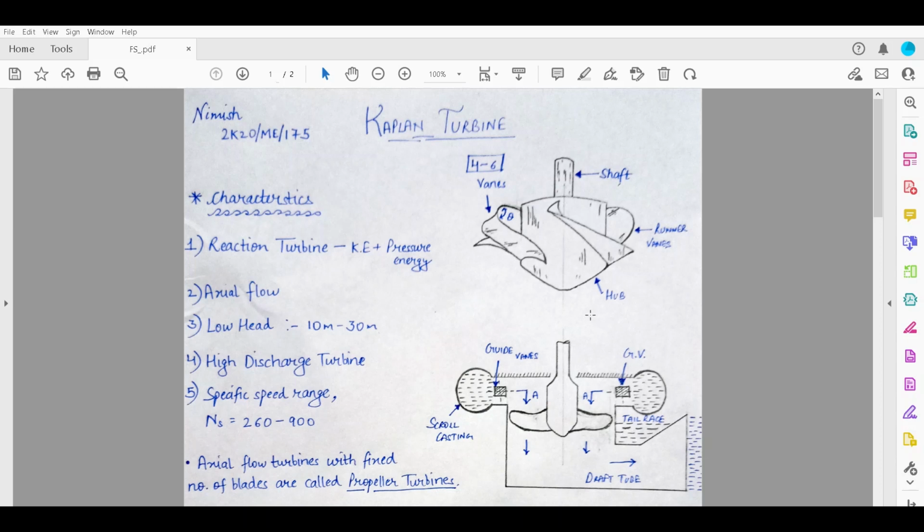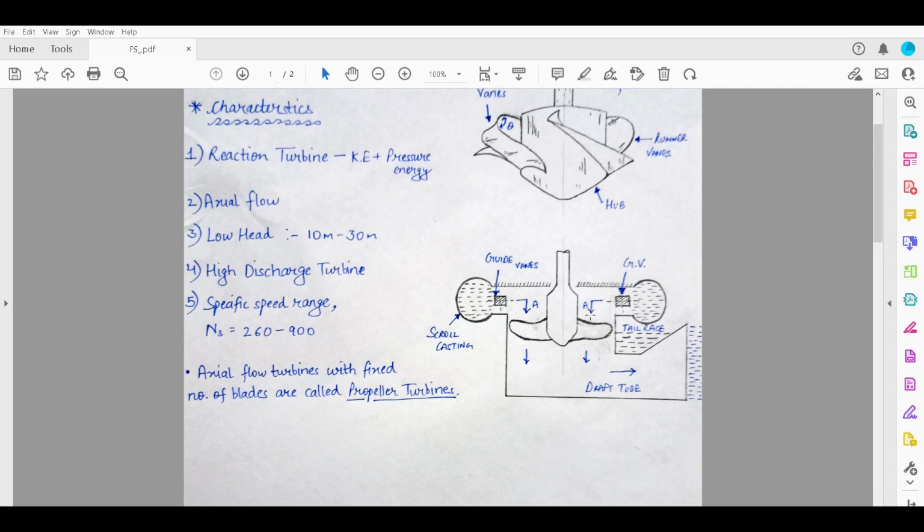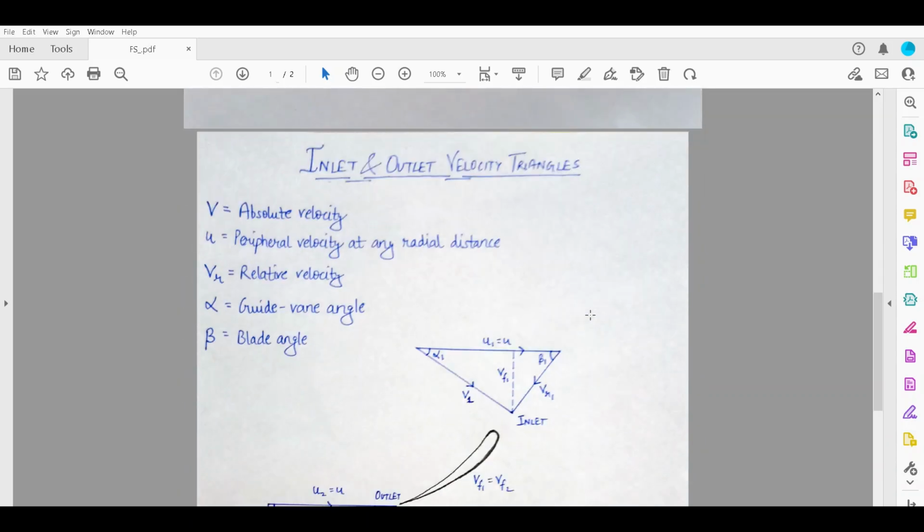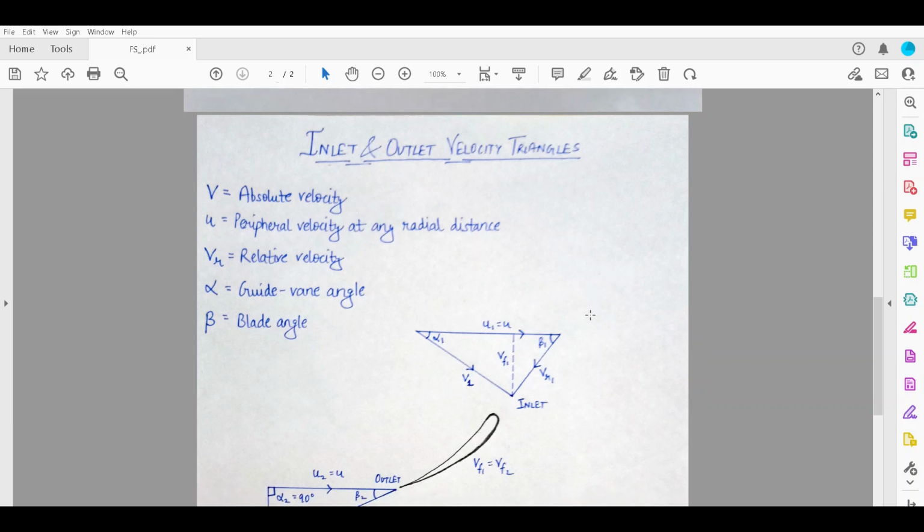Now moving ahead, we have the inlet and outlet velocity triangles. Here are some notations that we are already aware of, where capital V is taken as the absolute velocity, U is the peripheral velocity at any radial distance, VR is the relative velocity, alpha is the guide vane angle.